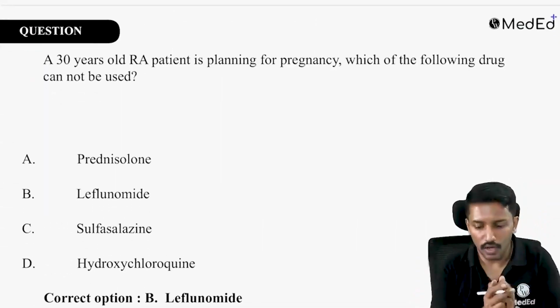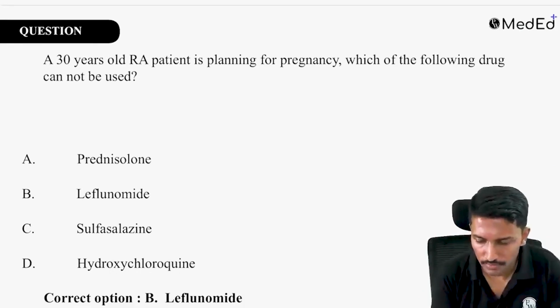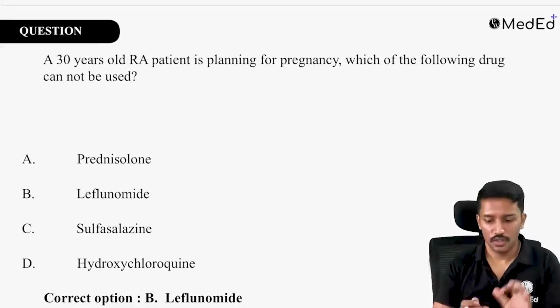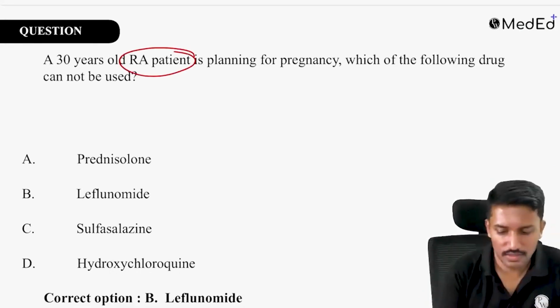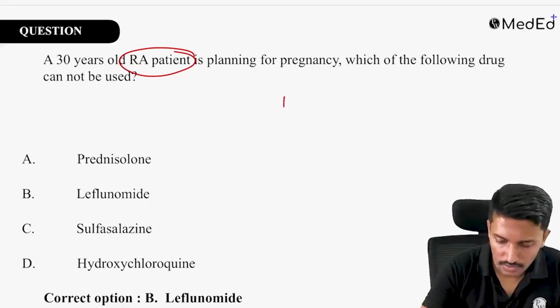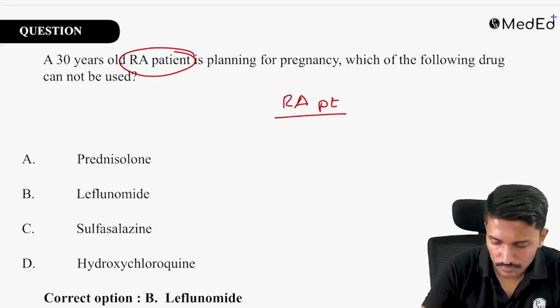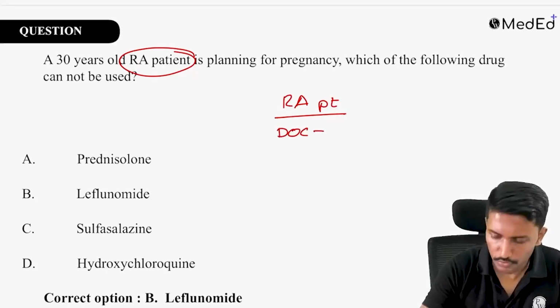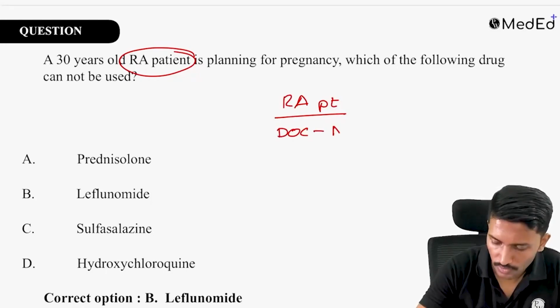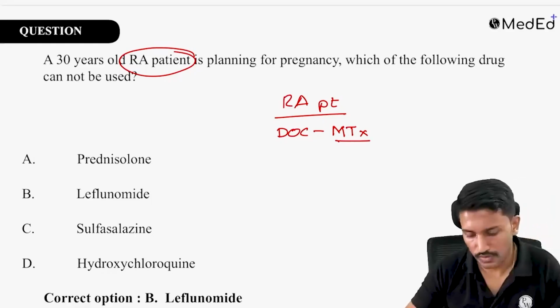A 30-year-old RA patient is planning for pregnancy. Which of the following drugs cannot be used? So we are talking about a patient with rheumatoid arthritis. For an RA patient, the drug of choice, if you ask me, the answer has to be methotrexate, right? Methotrexate is the drug of choice.